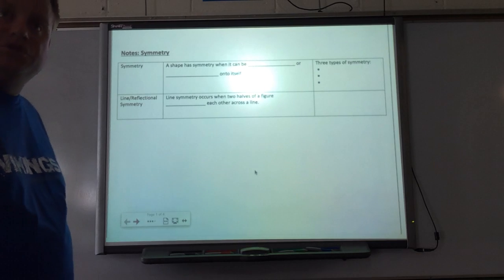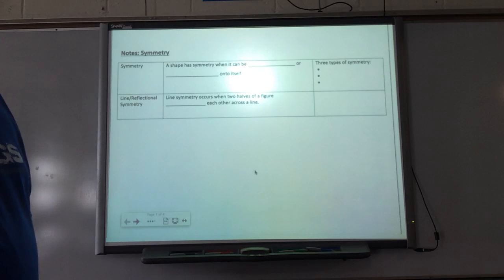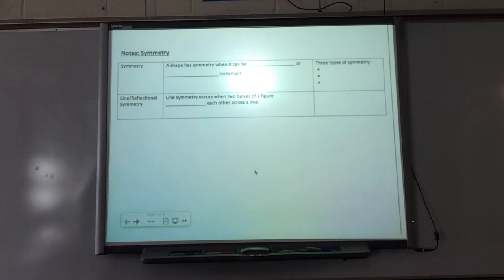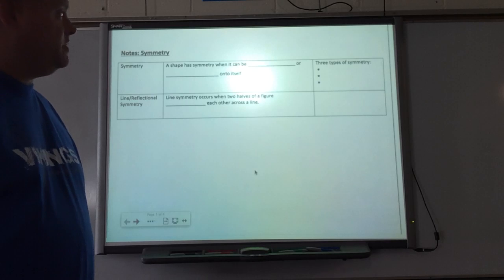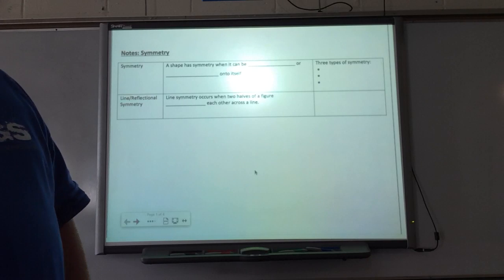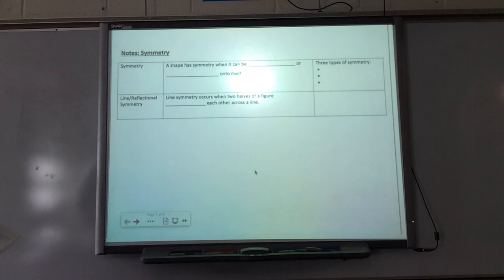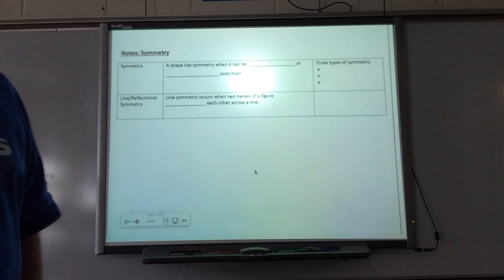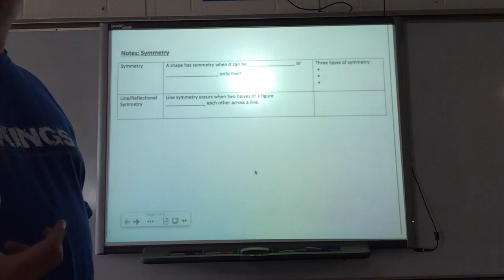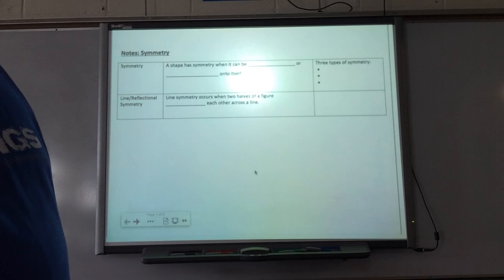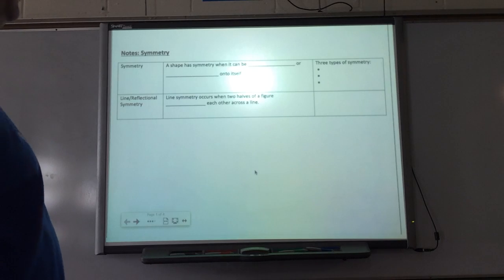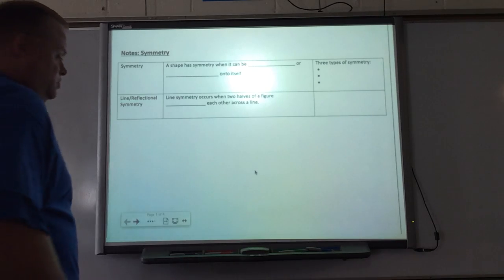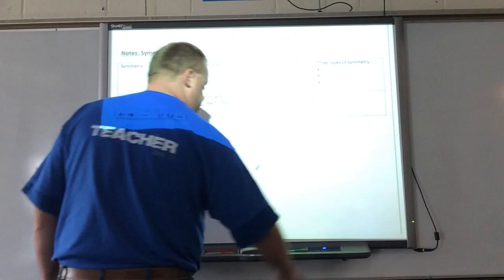All right, welcome to Notes on Symmetry. This is going to be for Monday this week, but this is our Notes on Symmetry. This is page 38. This is going to be our last set of notes for this unit. So we need to start preparing for the assessment after this, but this is the last set of notes for this unit. All right, so let's look at this.